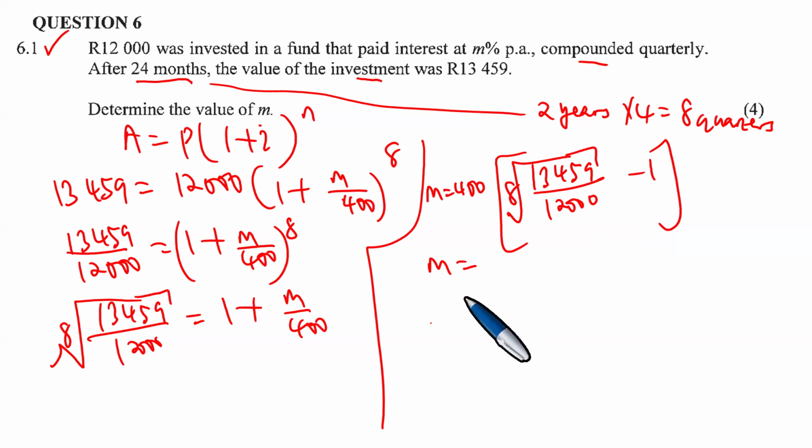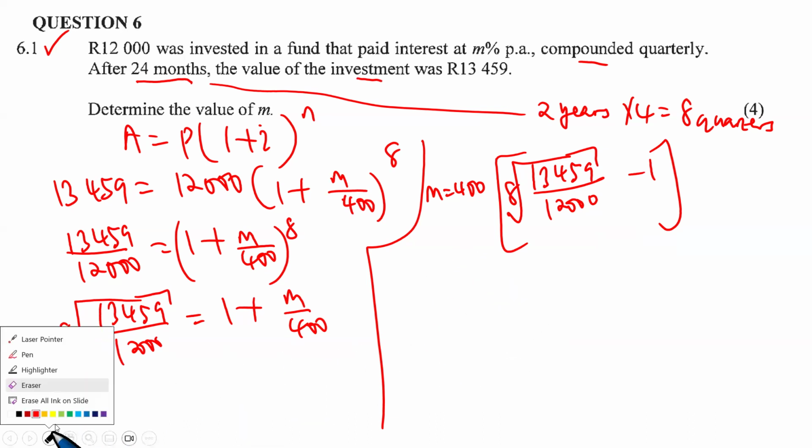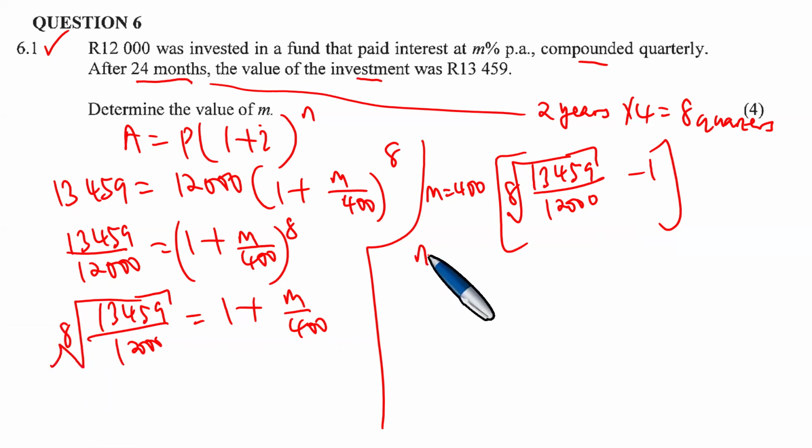If you do everything here, you're getting M is approximately 5.78%. So at this point, the value of M is 5.78%.